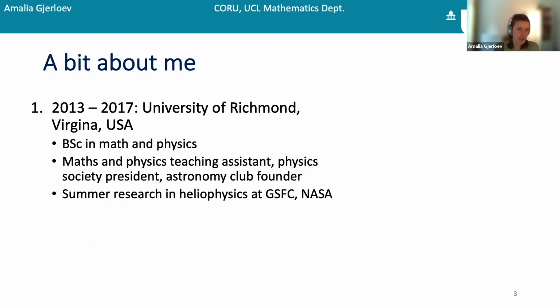All right, so a bit about me. I got my undergrad degree in 2017, started in 2013. I got that at the University of Richmond. And I need to mention that that's in Virginia in the US because there is a Richmond here, which is very confusing. I've confused loads of people with that. I got my bachelor's of science in math and physics.